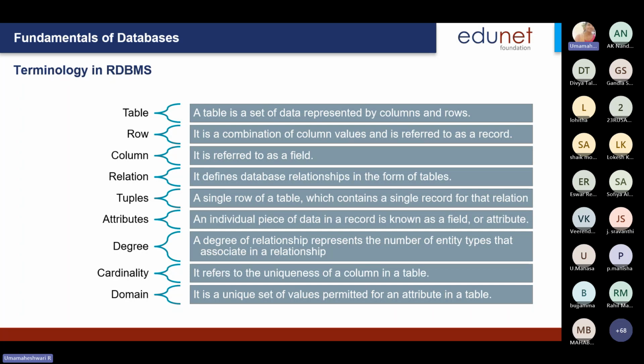And degree of a relationship represents the number of entity types that associate in a relationship. Entity types. Okay. And cardinality refers to the uniqueness of a column in a table. And domain is a unique set of values permitted for an attribute in a table.